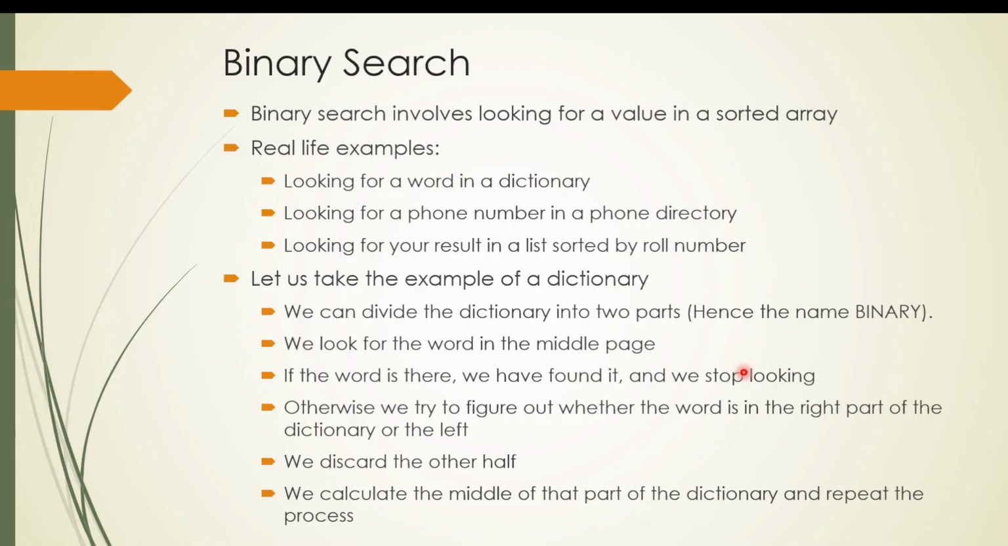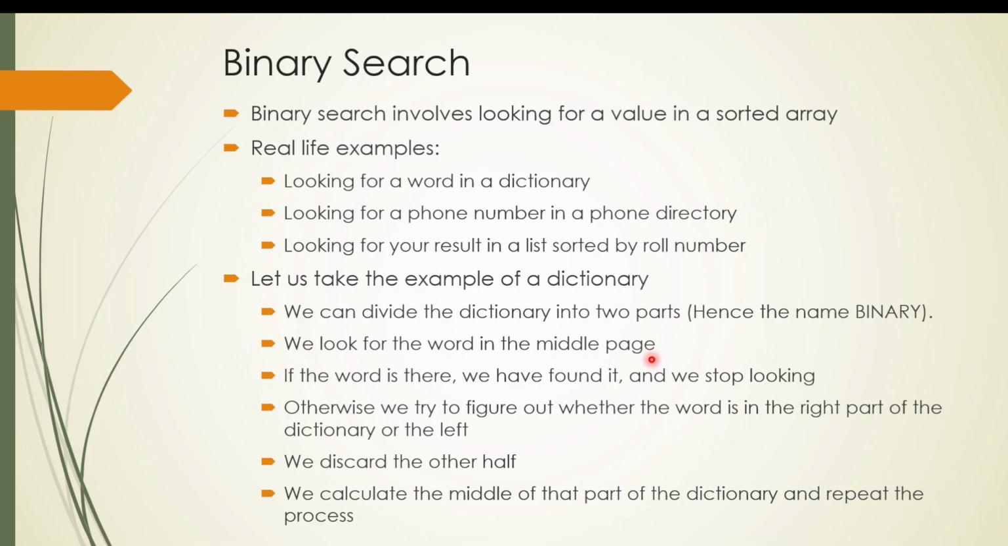Let us take the example of a dictionary. We can divide the dictionary into two parts. Because of those two parts, we call this process a binary search. Binary actually means the base of two, right? So we are dividing the dictionary into two parts.